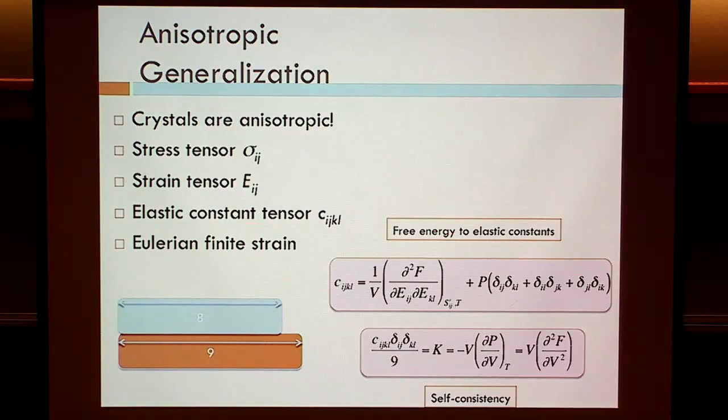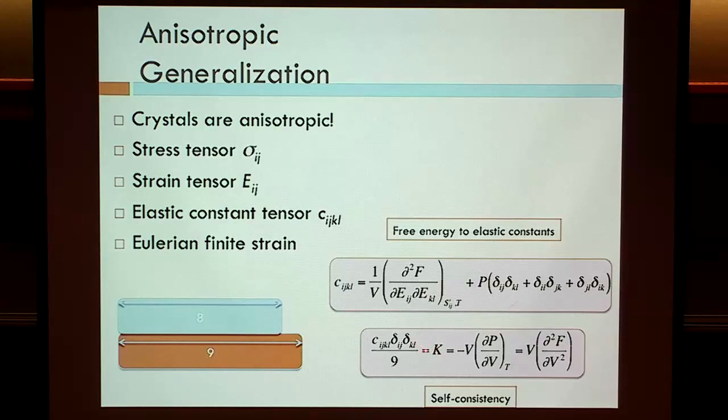Again, demonstrating self-consistency. For example, the elastic constant tensor, which is a fourth-rank tensor, you can relate to the second strain derivative of the Helmholtz free energy in this way. It turns out there's this extra term here, where these are Kronecker delta functions, which are 1 if i and j are equal, 0 otherwise. And you can demonstrate self-consistency like this. This relationship is true for any material, regardless of the symmetry of the elastic constant tensor.